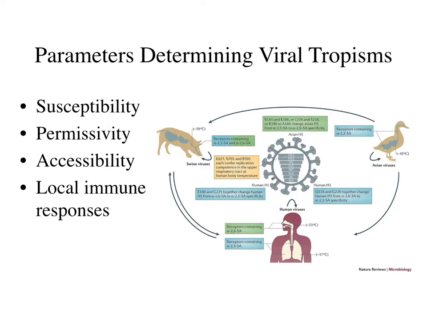Or, for instance, why don't mosquitoes transmit HIV? I get asked that a lot. Mosquitoes don't have the appropriate receptors. They're not susceptible to HIV, which I'd say is a damn good thing. Then we have permissivity.